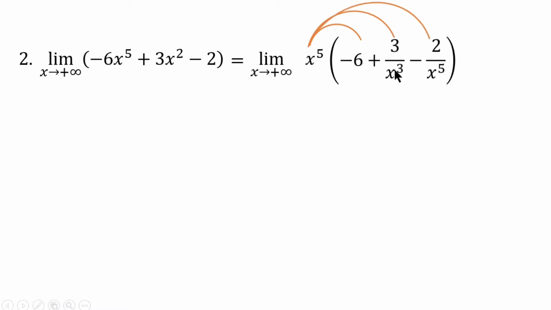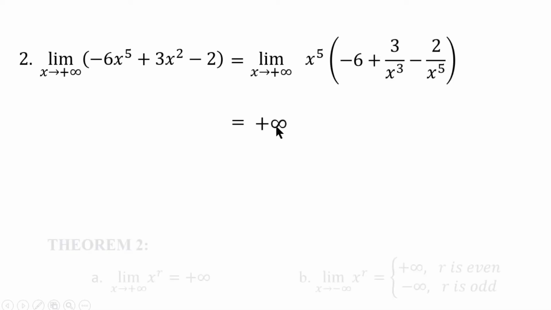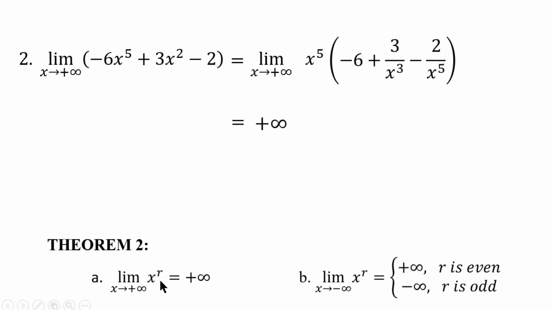And x raised to 5 times negative 2 over x raised to 5 is negative 2. X raised to 5 times negative 2 over x raised to 5 is equal to negative 2x raised to 5 divided by x raised to 5. Cancel out x raised to 5, we have negative 2. After this, we now find the limit. The limit of x raised to 5 as x approaches positive infinity is positive infinity. Theorem number 2: the limit as x approaches positive infinity of x raised to r is equal to positive infinity.